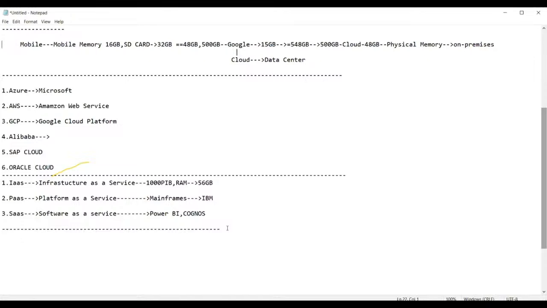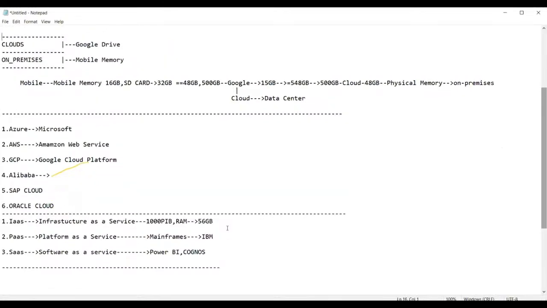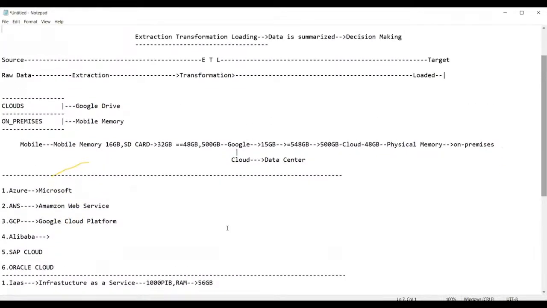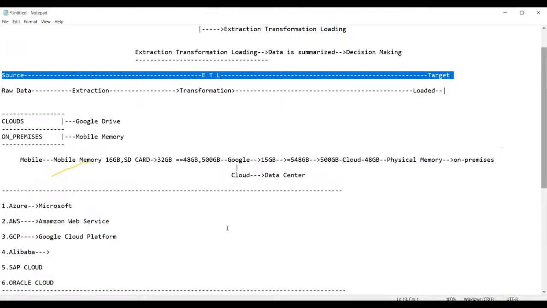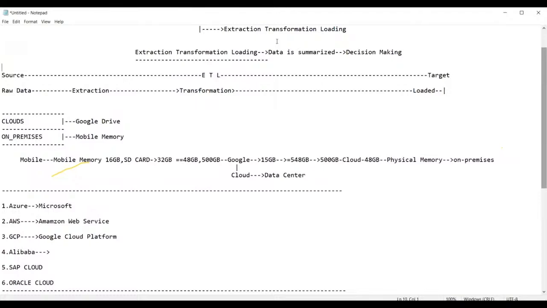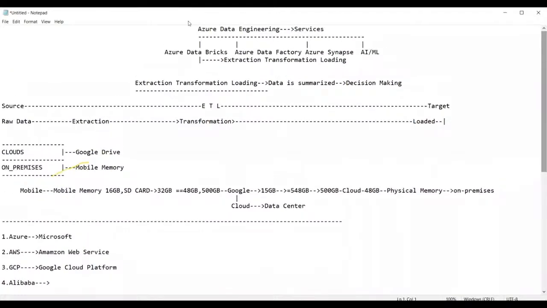Now guys, the cloud is clear for me and on premises is also clear for me. Everything is clear. But my question is, source, target, and this thing is done. Already this is also extraction, transformation, loading done. But what is exactly the use of ADB, that is called Azure Databricks? What does it do? We have to understand this.